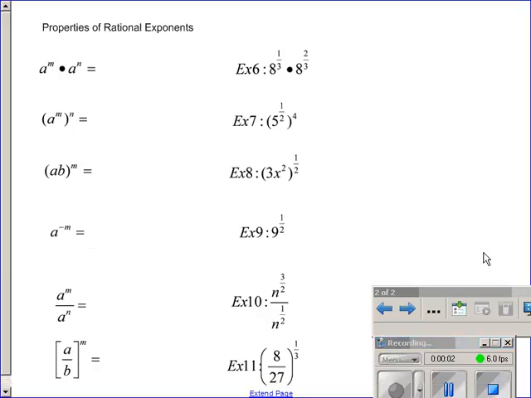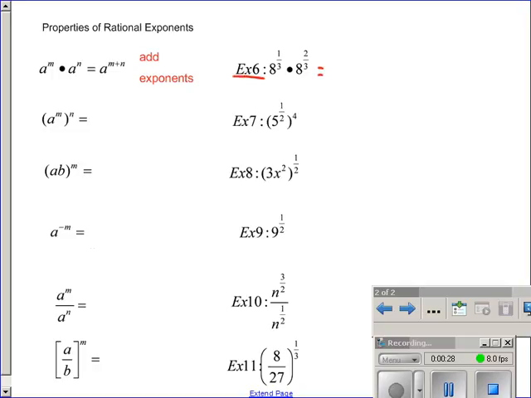Okay, in section 7.4, we're also going to simplify, so we need to know the properties of rational exponents. If you see a problem that says a to the m times a to the n, you should know that we have to add those exponents to simplify. So it'll look like a to the m plus n.